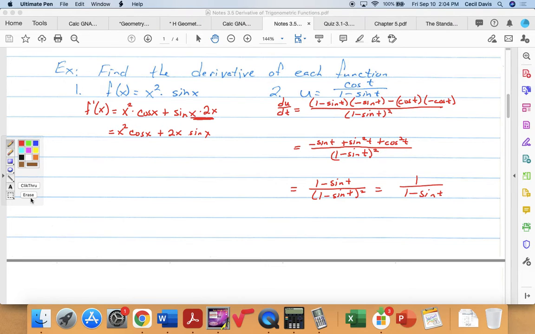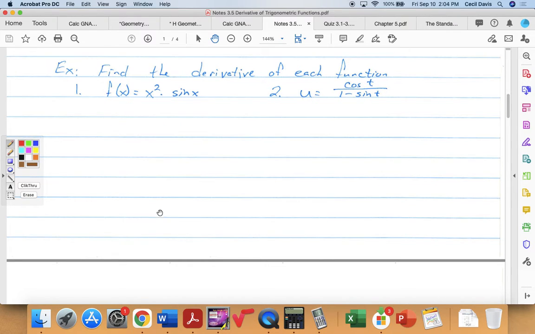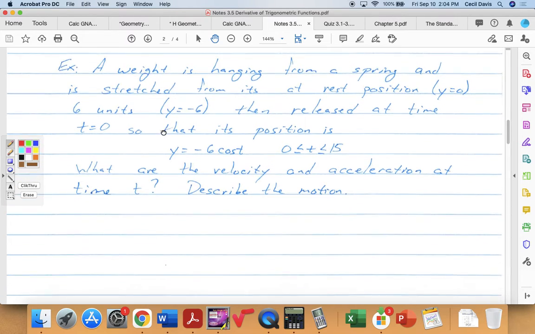All right, page 2. Wow, there's 4 pages. I need to go faster.